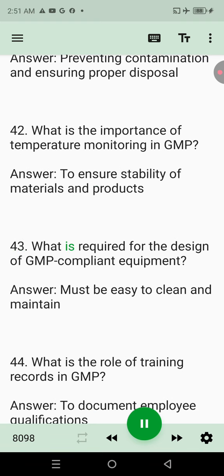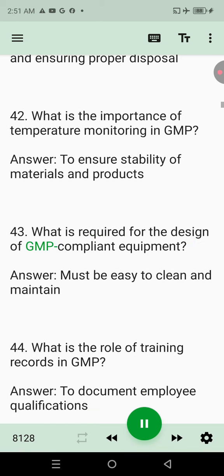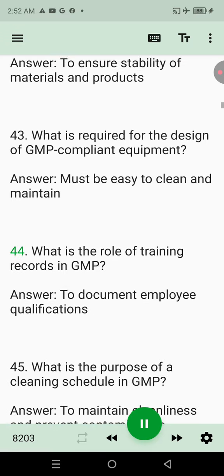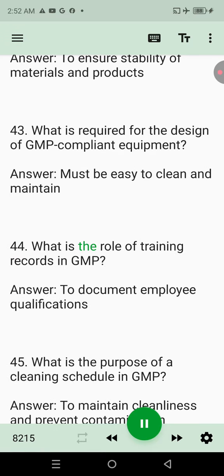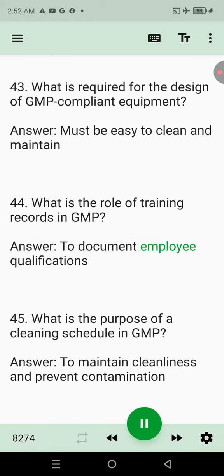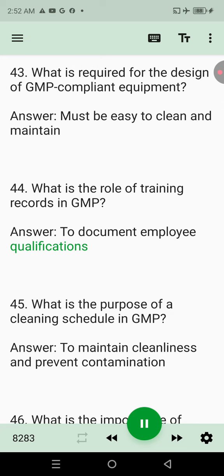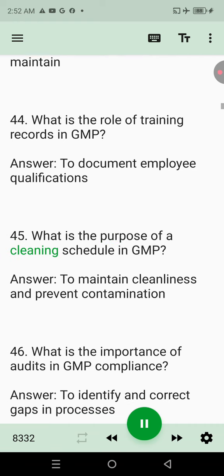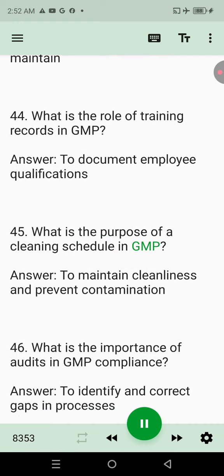43. What is required for the design of GMP-compliant equipment? Answer: Must be easy to clean and maintain. 44. What is the role of training records in GMP? Answer: To document employee qualifications. 45. What is the purpose of a cleaning schedule in GMP?